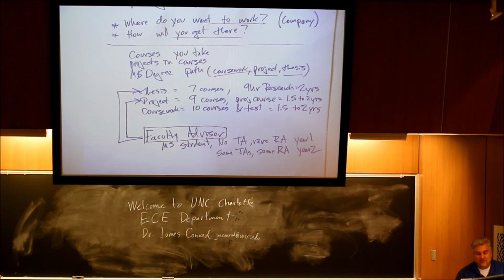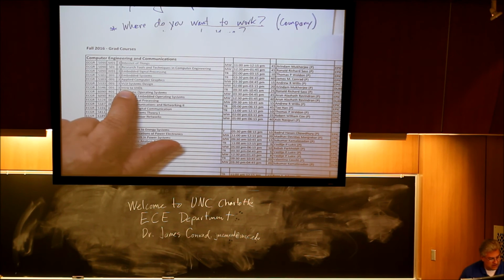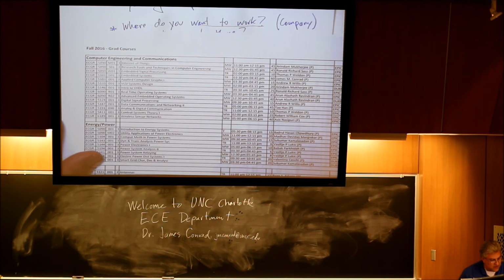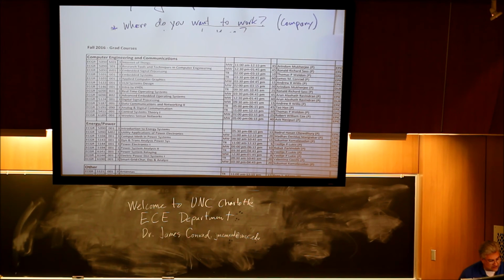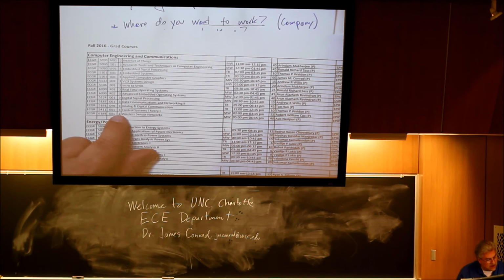Means that if you identify that you want to work at Intel, then you better take courses like VLSI, and research tools and techniques would be helpful. And actually, I think advanced embedded operating systems would be helpful too. If you want to work for a company that does applications, especially in the communications realm, well, you might want to take real-time operating systems and advanced real-time operating systems, and wireless sensor networks and analog and digital communications.